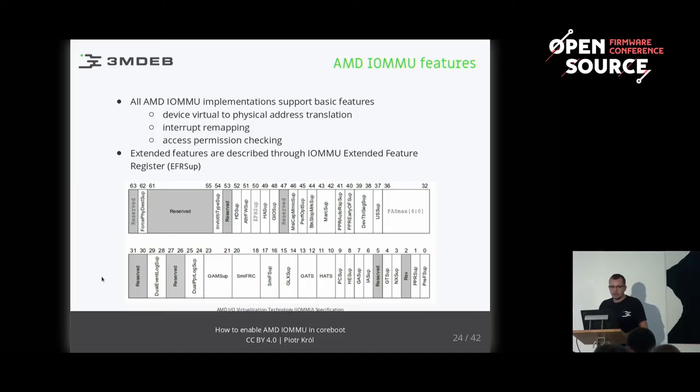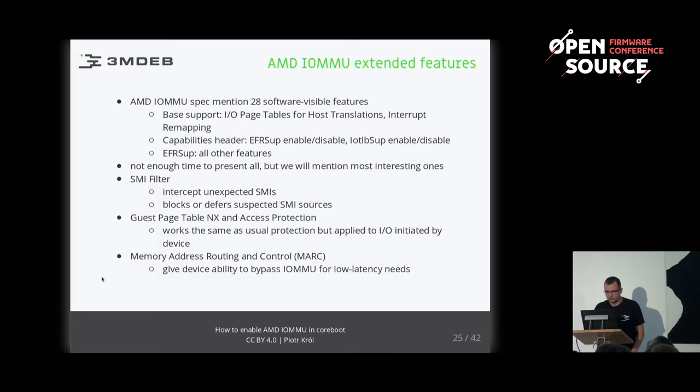And that's the example, because there are some basic features which are always supported, which are simple, like device virtual address to physical address translation, interrupt remapping, access permission checking. These are simple stuff. And then we have a bunch of 64-bit registers which enable various things which probably do not work with all combinations. So there are probably plenty of combinations that don't work. But there are some interesting features here, and I would like to tell you a little bit about that. Of course, we don't have time, and it would be really boring to go through all those features. But AMD claims that there are 28 software visible features in this IOMMU implementation. And it's hard to identify those and even confirm that they work, but who cares?